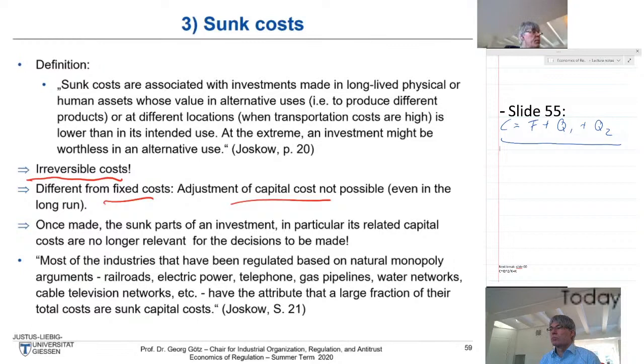If we have built some factory with machines, we might use these machines in different kinds of uses, okay? So that's what's important, the sunk parts of an investment. In particular, its relevant capital costs are no longer relevant for the decisions to be made.